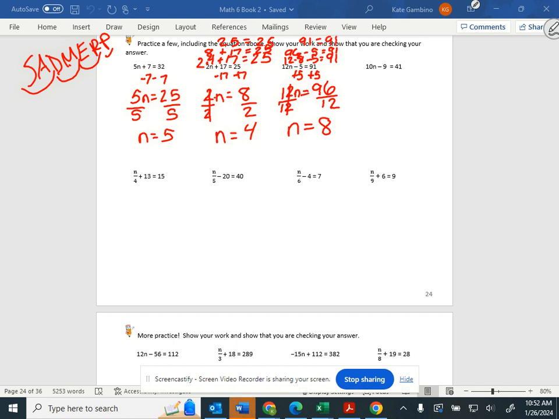So you do need to show how you are checking it. You can't just say 12 times 8 minus 5 automatically is 91. I want you to go through each step to make sure that you're doing your math correctly.